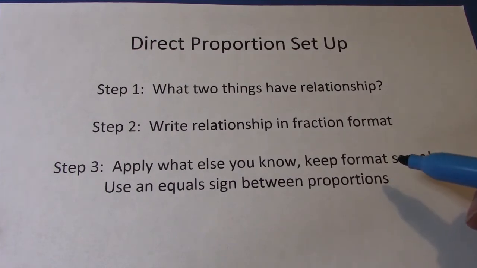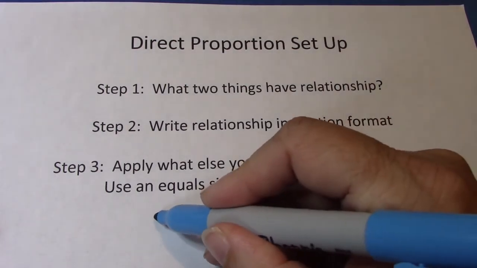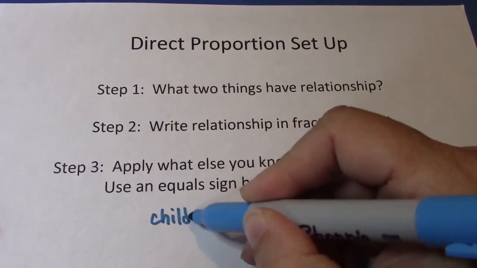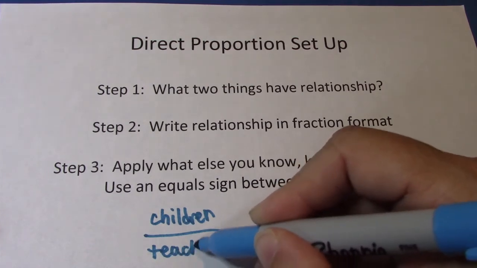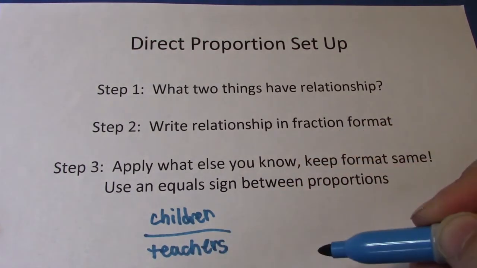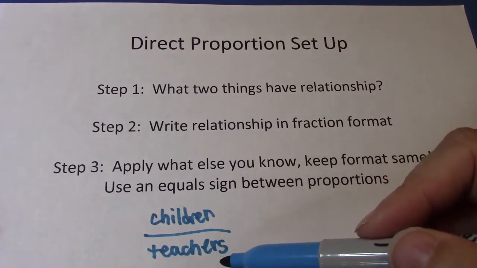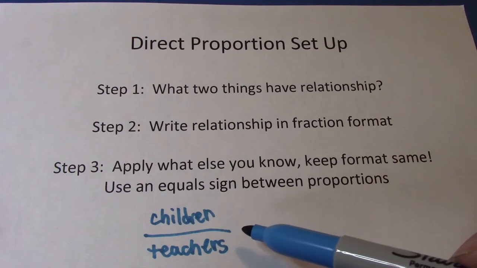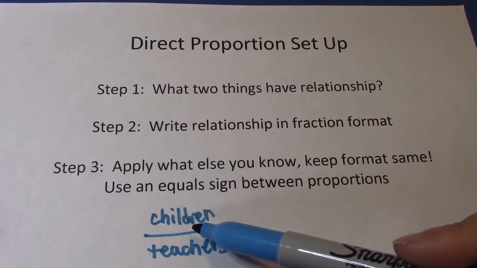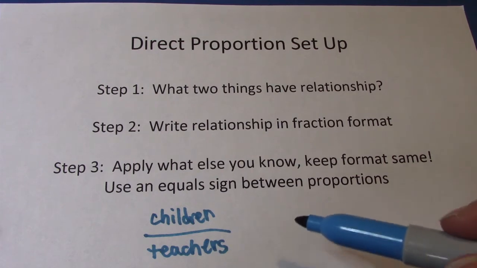So the next step is to write that relationship in a fraction format. So I've decided that children and teachers have the relationship. It doesn't matter which one goes in the numerator and which one goes in the denominator, but the important thing is that you keep the format the same. So I've started with children in the numerator and teachers in the denominator. I need to keep it the same way.